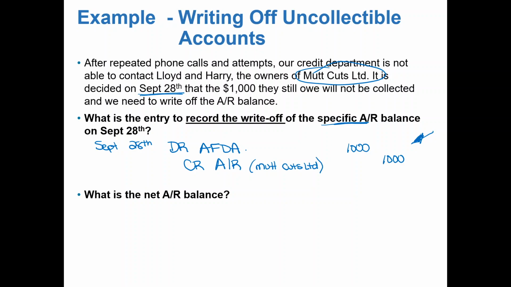So we take it out of this pool, and then we also now remove it from the actual AR account because we know the specific customer. So we can take it out of that subledger. So we would say here to write off the account for Mutt Cuts Limited.